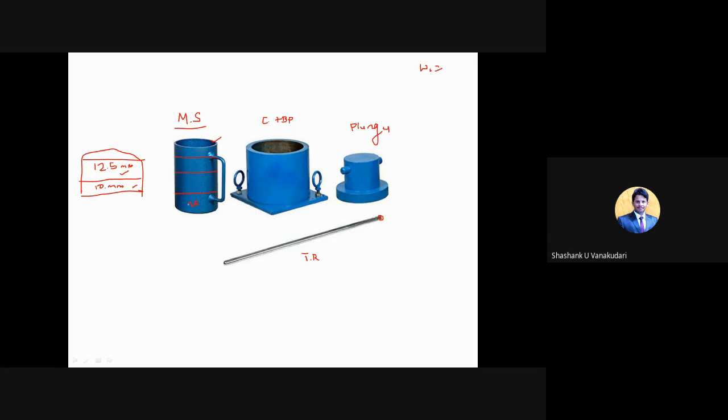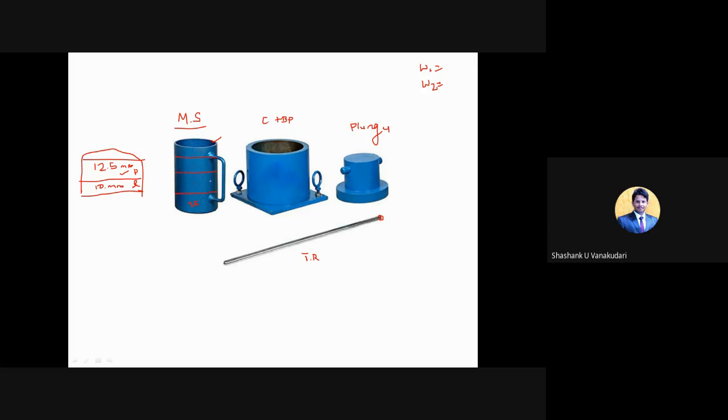After that you need to fill the aggregates in 3 layers. Those aggregates you need to select from the sieve sets, passing from 12.5 and retained in 10 mm. The aggregates retained in 10 mm, you fill in 3 layers, each layer tamped 25 times. Again, you need to take the weight of the measuring cylinder plus aggregates.